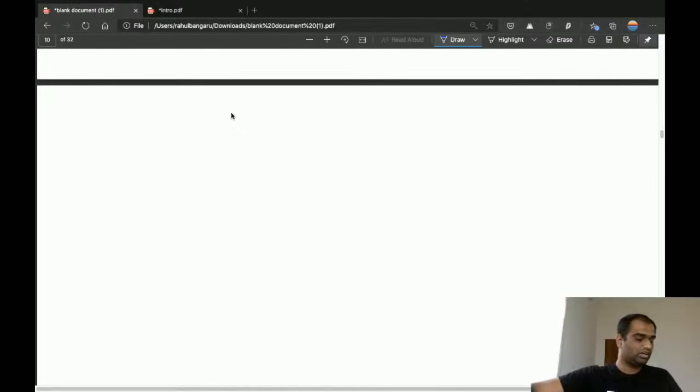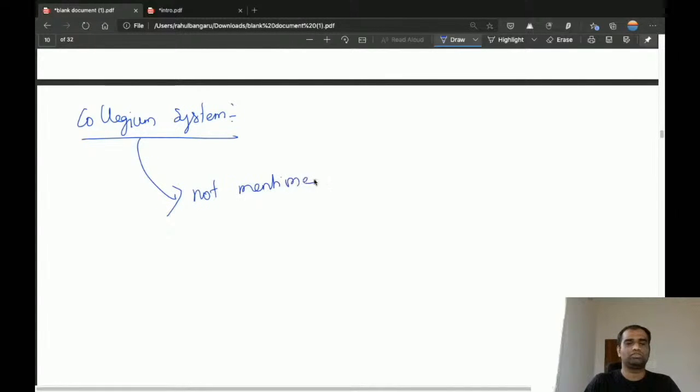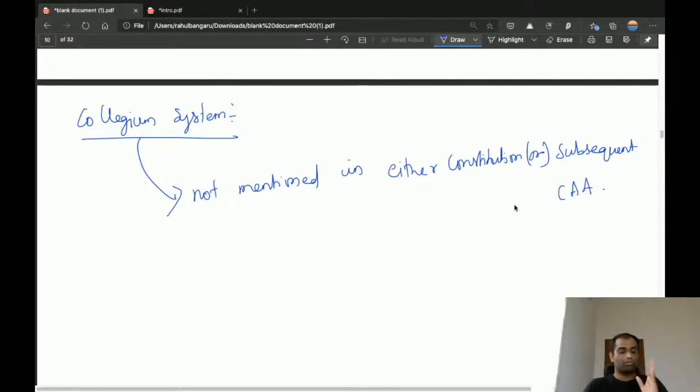Okay everyone, now let's move on to the next part. We will discuss this collegium system. Now keep in mind, this collegium system is not mentioned either in the Constitution or in subsequent Constitution Amendment Acts. This word collegium for the appointment of judges to the Supreme Court is not mentioned in the Constitution or subsequent Constitution Amendment Acts.